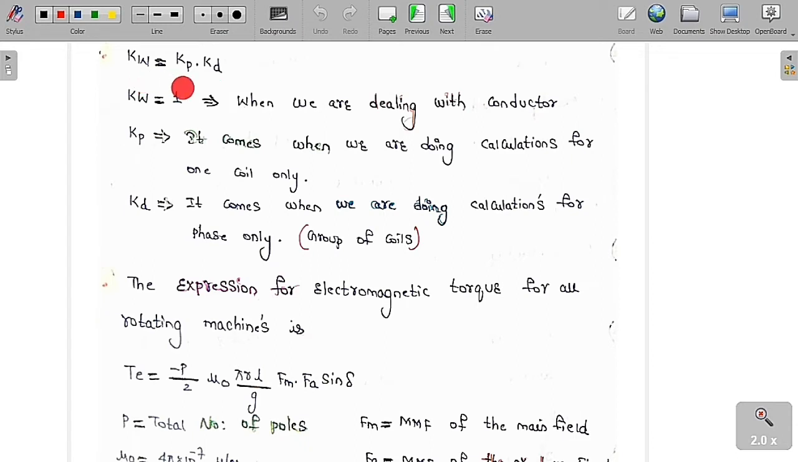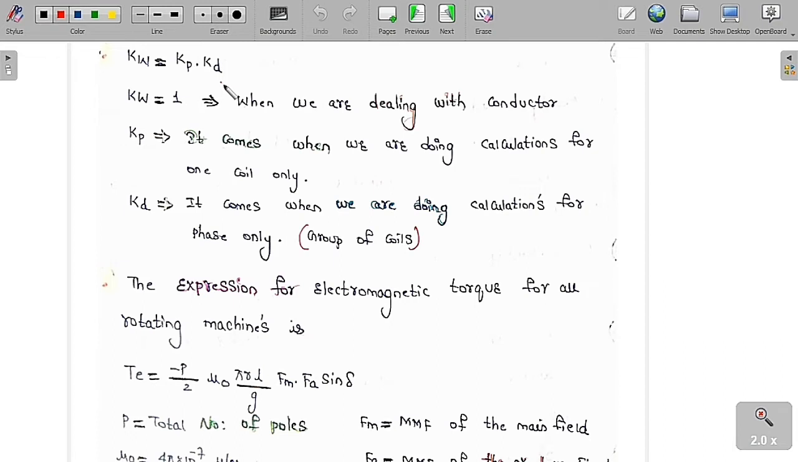Kw is called the winding factor, Kp is called the pitch factor, and Kd is called the distribution factor. So Kw is equal to 1 whenever we are dealing with a conductor. Kp comes whenever we are doing calculations for only one coil. And Kd comes whenever we are doing calculations for a phase. Phase means a group of coils. So simply, Kw is equal to Kp into Kd.